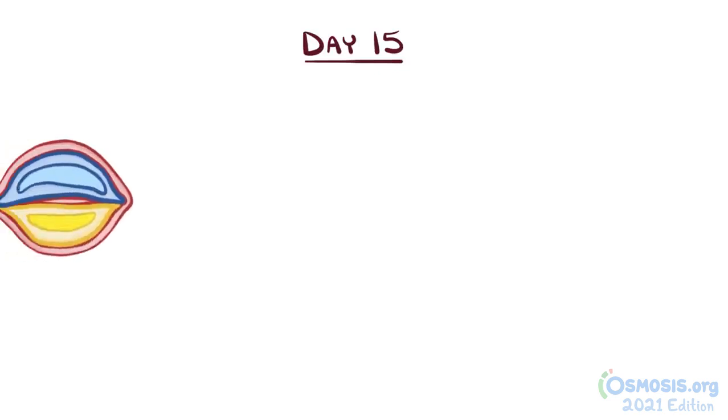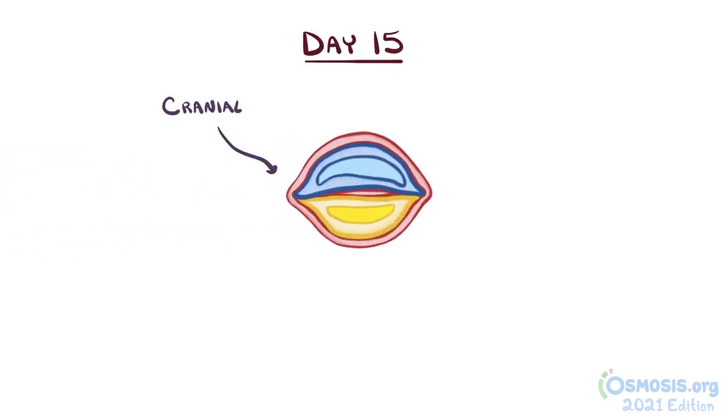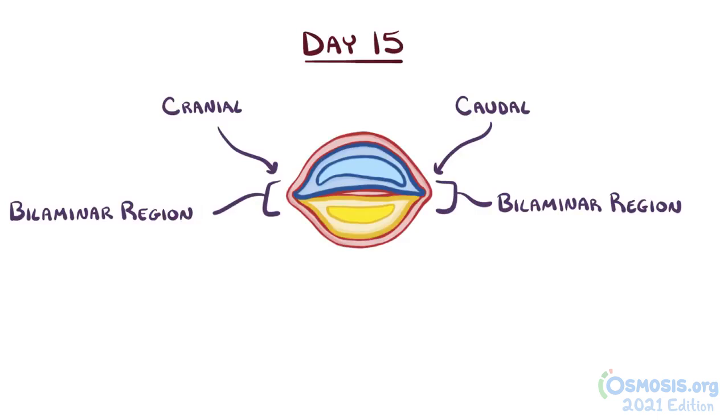If we back up just a bit, around day 15 of development, 2 areas of the ectoderm layer, one in the cranial region and one in the caudal region, push ventrally and fuse with the endoderm layer, excluding the mesoderm layer entirely, and forming 2 bilaminar regions in an otherwise trilaminar disc.